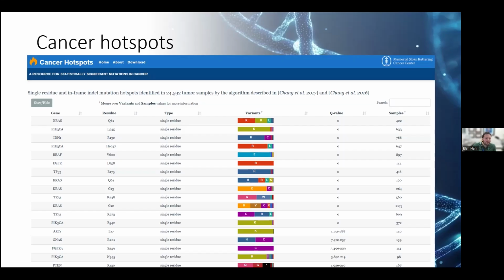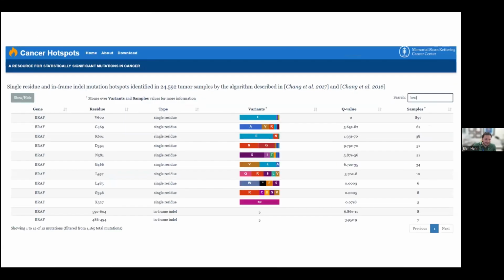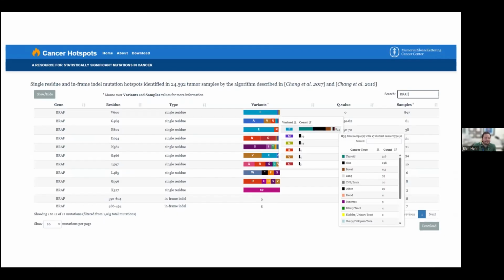So here again, I'll walk through looking for BRAF V600E. It's there on the main page, but you could search by gene, which will pull up all of the hotspots in a specific gene. And then if you hover over, as I did here, V600E, you could see V600E is the most common change at this hotspot, and you could see the count of different tumor origins that have that specific mutation.